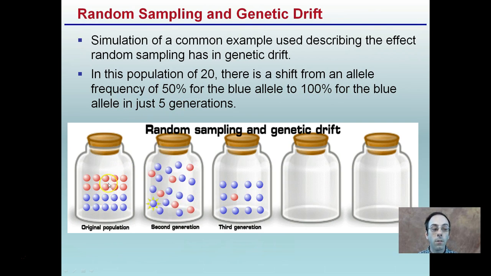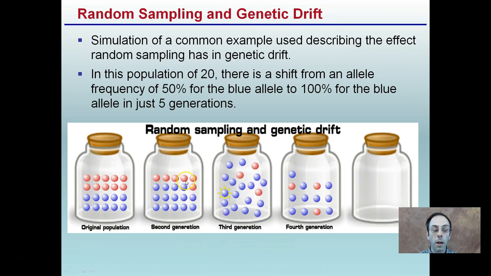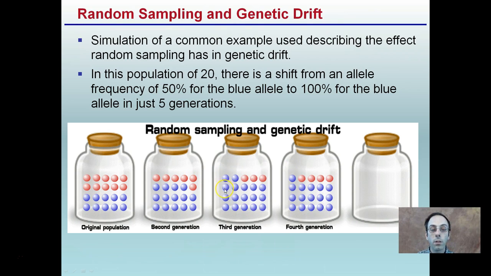So we see here there's a nice 50-50 in the original population. Our second generation goes through this sampling. We see there's been an increase in the number of the blue alleles. And this is again random sampling, the ones that get to choose to pass on their genes to the following generation. After 3 generations, we see there's an even greater reduction.